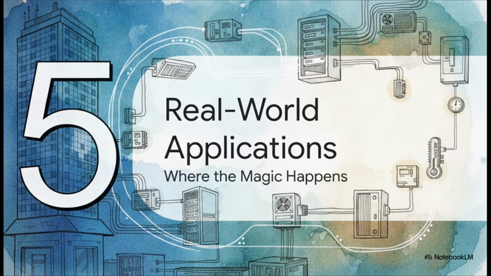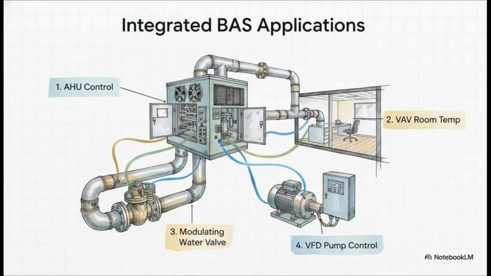Section 5, Real-World BAS Applications. This is where the magic happens. You are going to find PI control loops absolutely everywhere in a building automation system. I mean, they're in VAV boxes modulating dampers to manage room temps. They're in massive air handling units, smoothly controlling static and duct pressure so you don't literally blow out your ductwork.